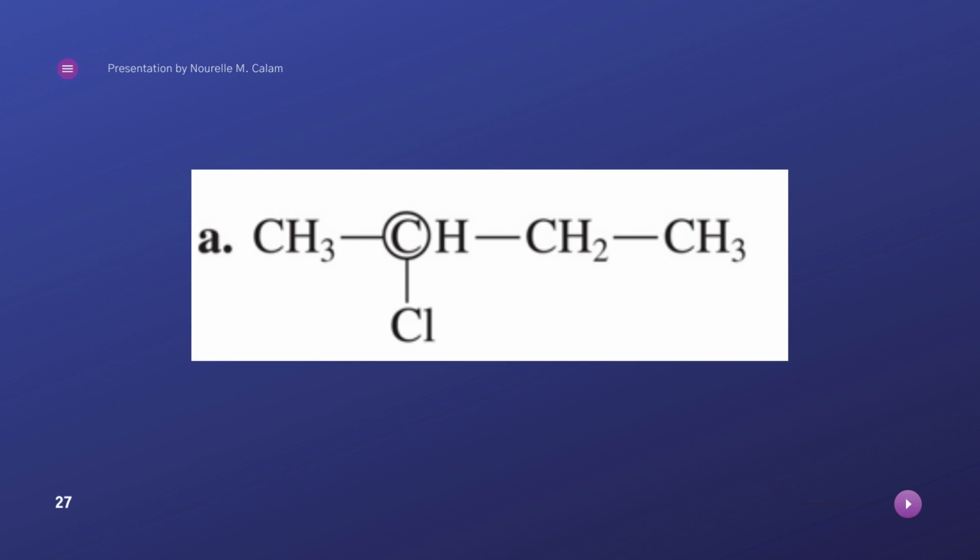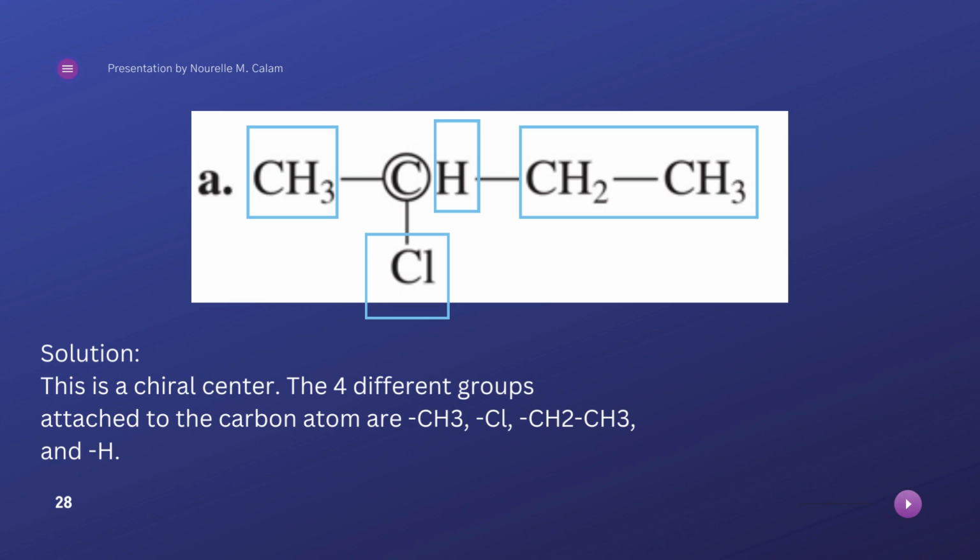So for this one, I want you to pause the video and try to determine if the carbon atom encircled is chiral or not. Okay, so what do you think? Is that chiral or not? Okay, so solution, yes, that is a chiral center. So you can see the four different groups are being enclosed in a box. Makita ninyo ang apat ka different groups attached to that carbon atom.